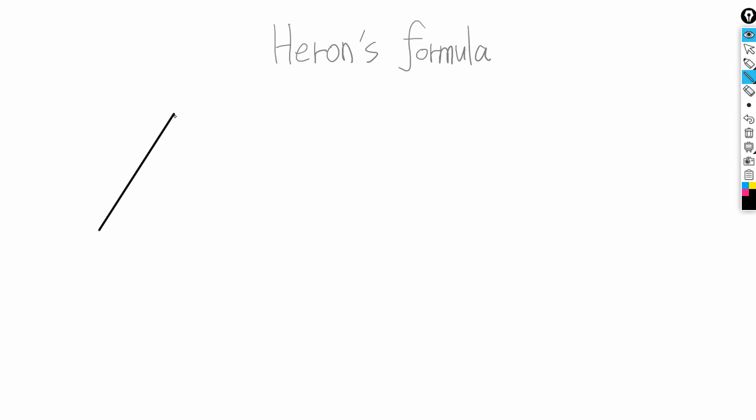So let's say there is a triangle like this. And three side lengths are a, b, and c. And the perimeter of this triangle is the sum of a, b, and c. And when this sum is divided by 2, it's the half of the perimeter. Let's say this half of the perimeter is s.